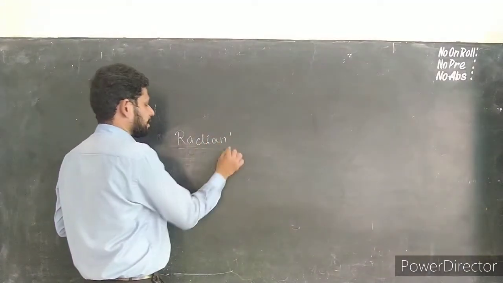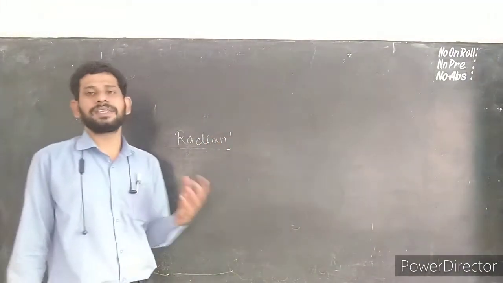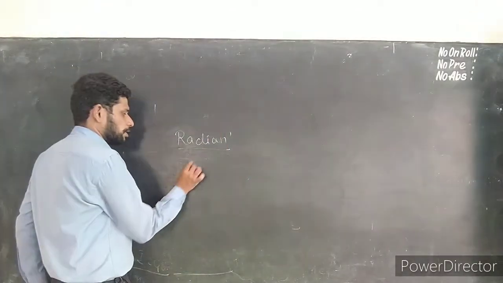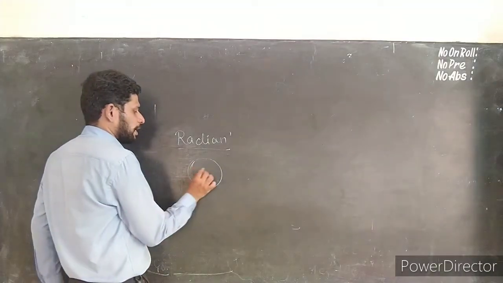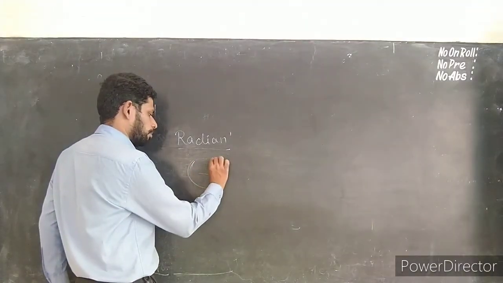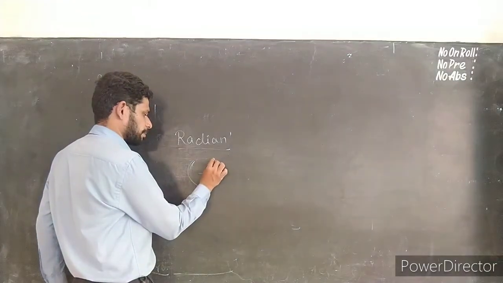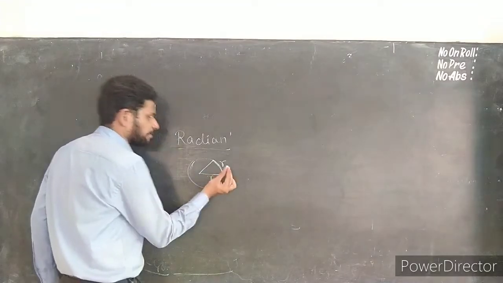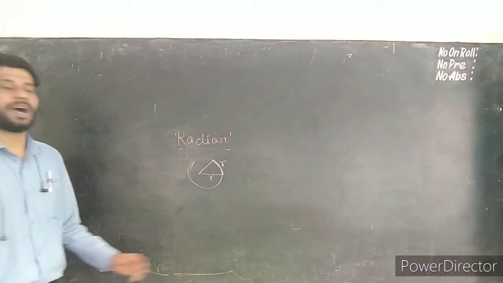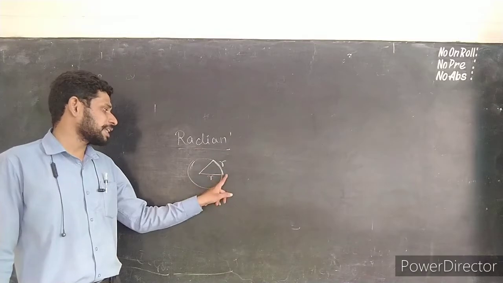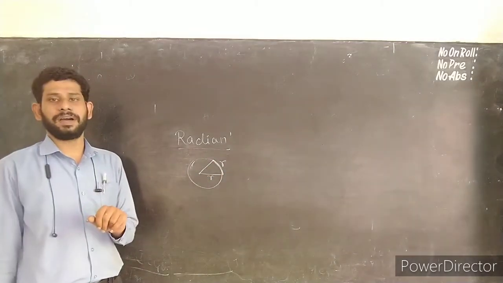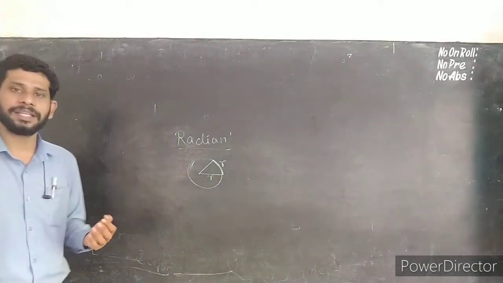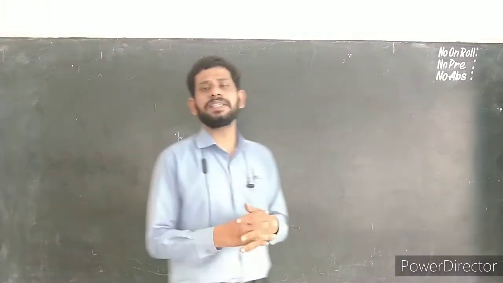A radian is this: consider an object moving in a circular motion. The length of the arc that is covered, equal to the radius of the arc, or you may say the length of the arc divided by the radius of the arc, is called the radian.